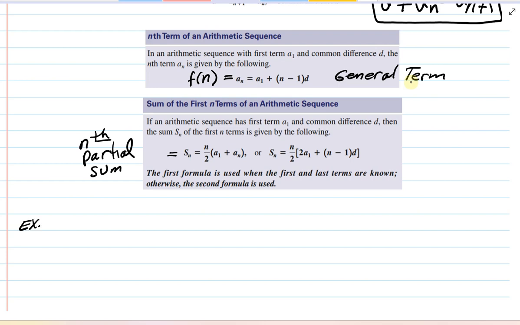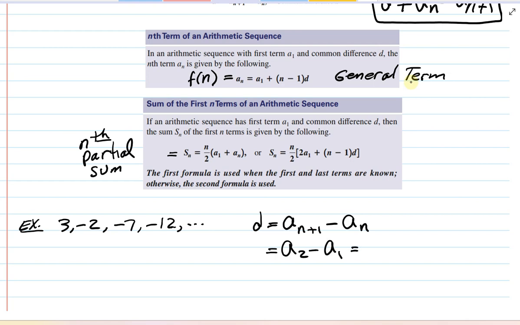Let's say in this example, I have a sequence whose terms are 3, -2, -7, -12, and so on. And we want to ask the question, is this an arithmetic sequence? Now, remember, the common difference is the next term minus the term before. So, for instance, the second minus first term is -2 minus 3. Second minus first, so I'm going to get -5.